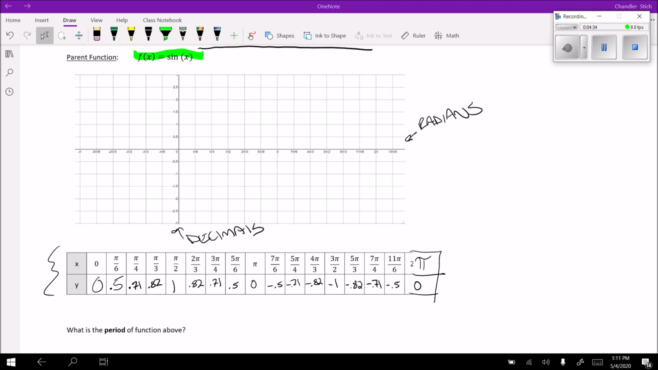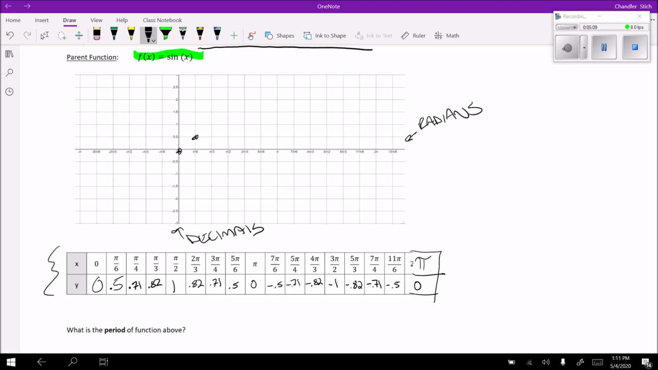What we're gonna do now is we're gonna graph these. All right, so we have all of our points here. Now we're gonna graph them. Shouldn't be too bad. 0, 0, so right there, pi over 6, 0.5, right there, and these are by 0.5 increments on the y-axis. 0.71, we can estimate that, so probably like right there. I got ahead of myself. Hang on. Let's see. Pi over 6, 0.5.